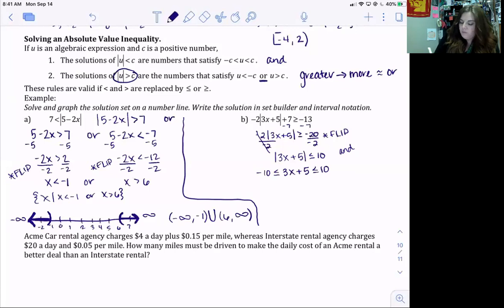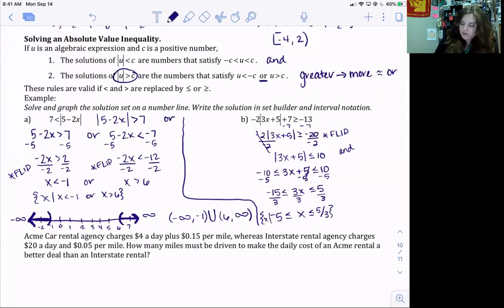Okay, so now we want to simplify the inside. So to get x by itself, we're going to subtract 5. So negative 15 is less than or equal to 3x, which is less than or equal to 5. And then we're going to divide all sides by 3. So we get negative 5 is less than or equal to x, which is less than or equal to 5/3. Okay. We can change this into our set builder notation very easily.